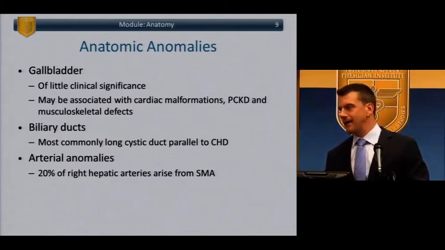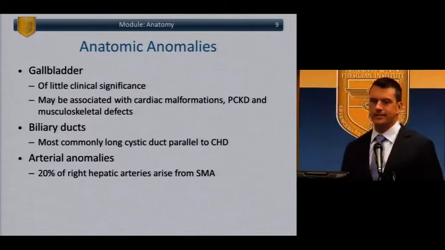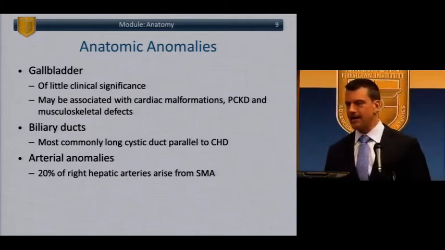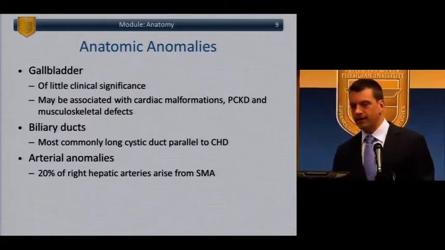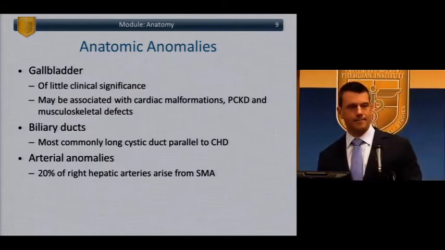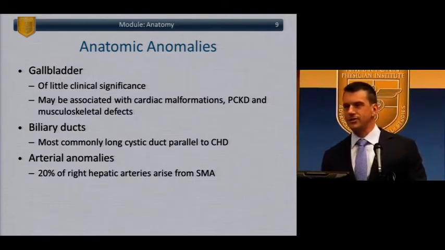There are some anatomic anomalies that you should be aware of surgically. Those of the gallbladder are of little clinical significance. They may be associated with cardiac malformations, polycystic kidney disease, or other musculoskeletal defects. The bile ducts do have several anomalous forms, and this is important to recognize as some of these are big contributors to bile duct injury. The most common is a very long cystic duct immediately parallel to the common bile duct. This one is also linked to a very common way of getting into and ligating the common bile duct.